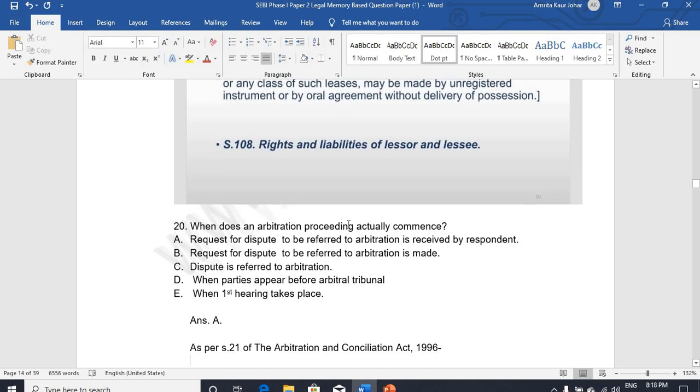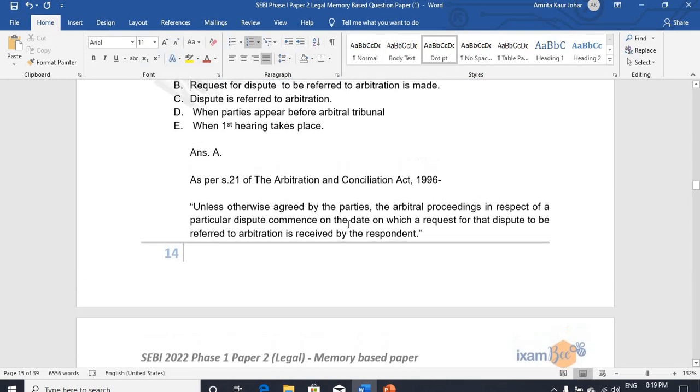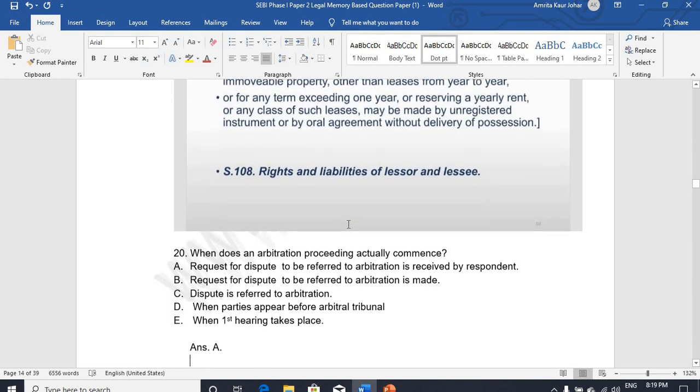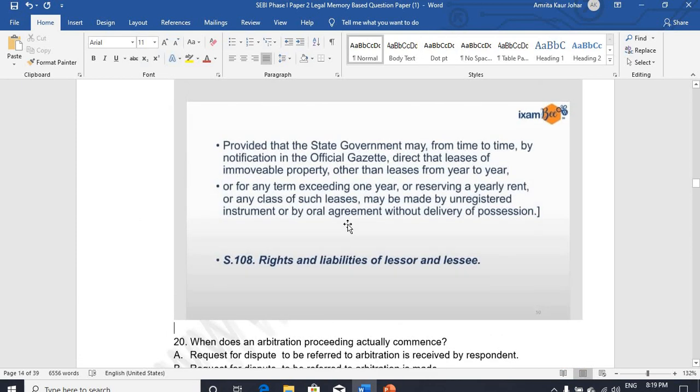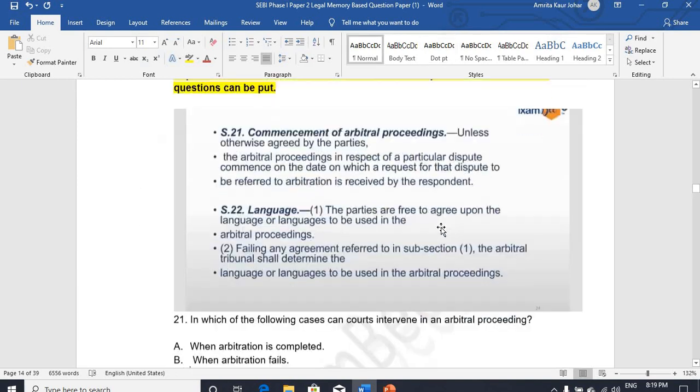Starting with the next important part, 2 to 3 questions were asked from arbitration also. Part 1 of arbitration. When does an arbitration proceeding actually commence? This question was also there in the previous year paper in 2020, and now it is again there. Section 21 of Arbitration and Conciliation Act provides that arbitration starts when request for dispute to be referred to arbitration is received by respondent, request for dispute to be referred to arbitration is made, dispute is referred to arbitration, parties appear before the tribunal when the first hearing takes place. And the answer is A, when the request for dispute to be referred to arbitration is actually received by respondent. So received by respondent is the correct answer.